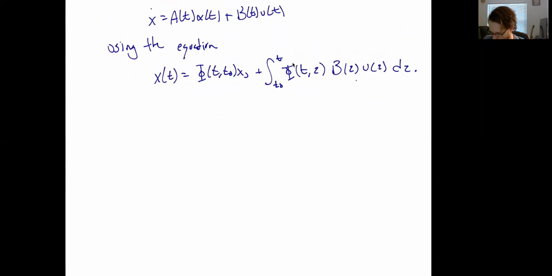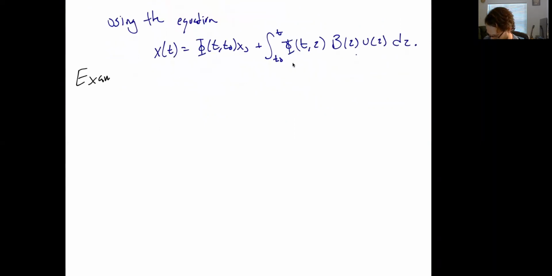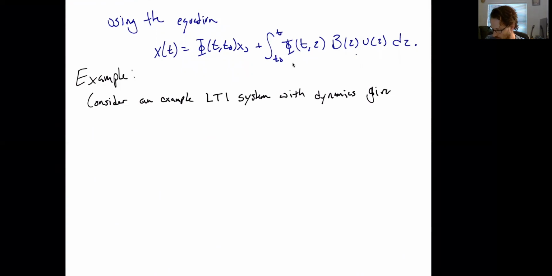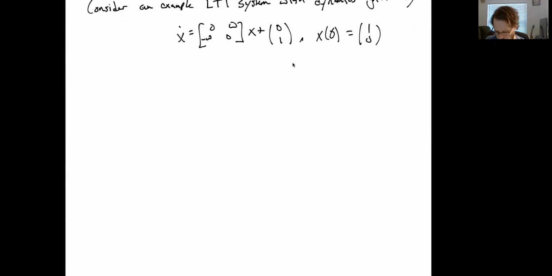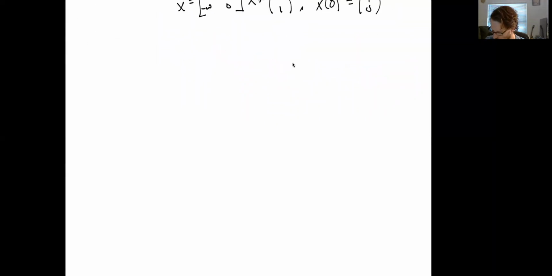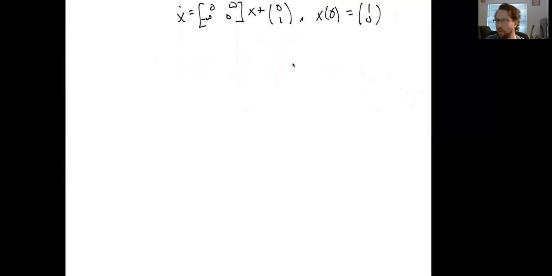Awesome. So now let's look at an example. Okay, so let's consider the example: an LTI system with dynamics given by x dot is equal to [0, omega; minus omega, 0] x plus [0; 1] u, with initial conditions equal to [1; 0]. Make sure that you guys can see everything.